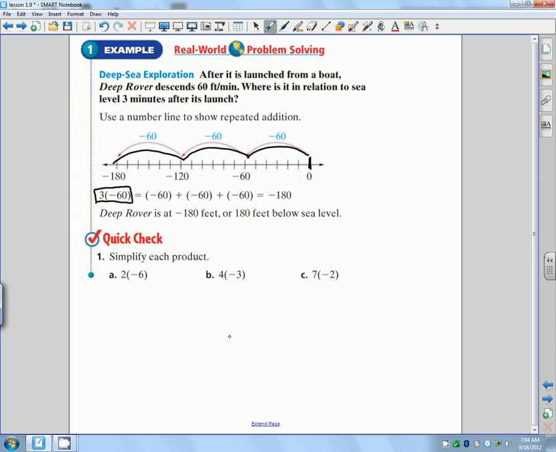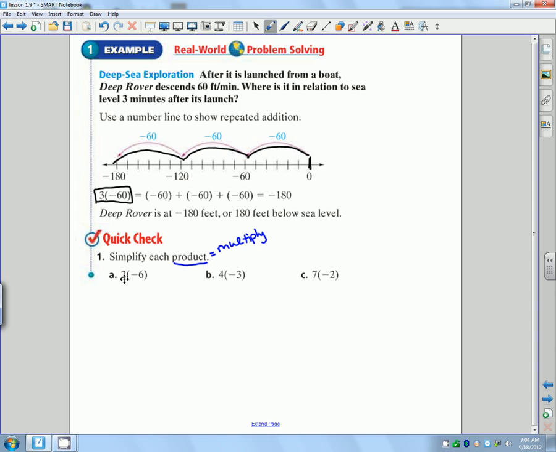So here are some practice problems. Simplify each product. Remember when they use the word product, they're talking about multiplication. Whenever you see the word product, you should think to multiply. So try these problems, push pause, and then we'll come back.